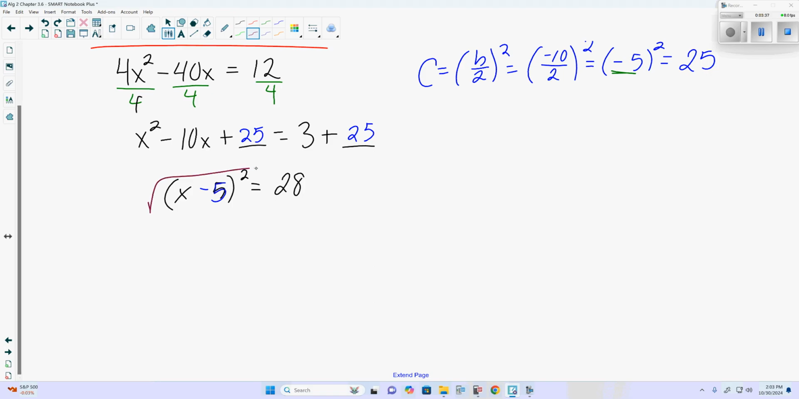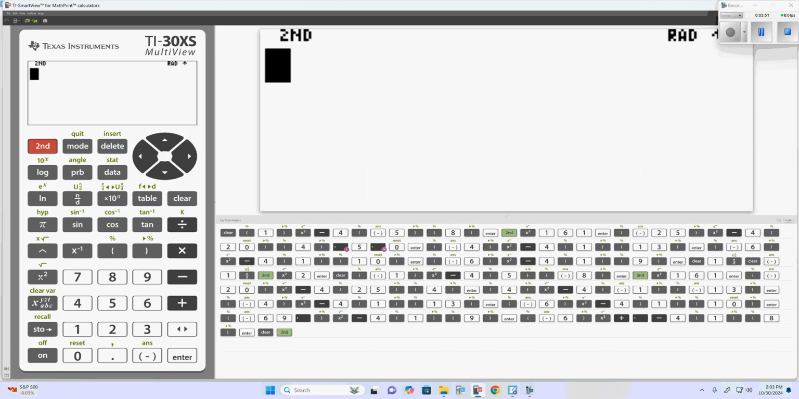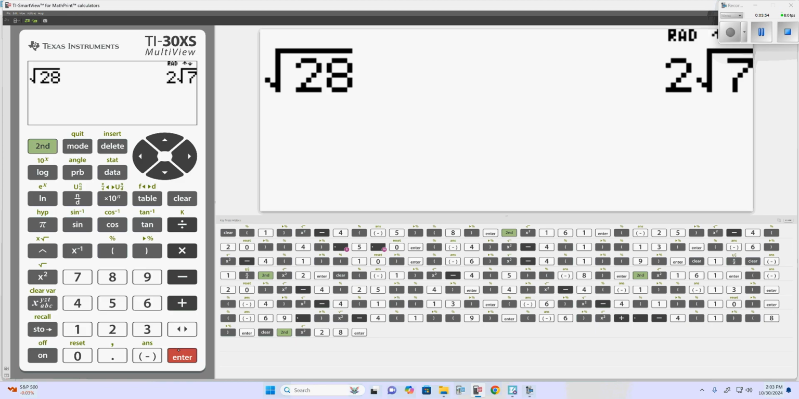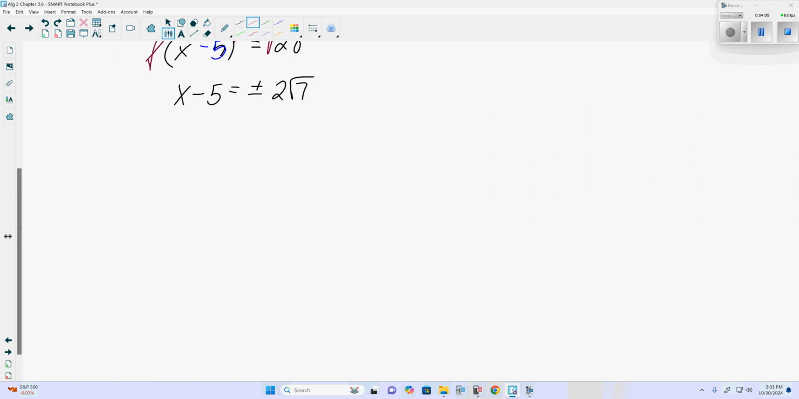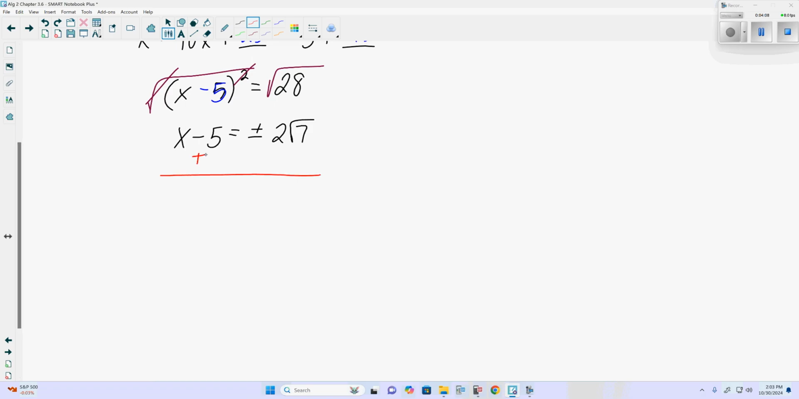Now at this point, we're going to take the square root of both sides. On the left-hand side, the square root and square would cancel, telling us that x minus 5 is equal to plus or minus the square root of 28, which is 2 square roots of 7. And last but not least, we need to add 5 to both sides, telling us x is equal to 5 plus or minus 2 square root of 7.